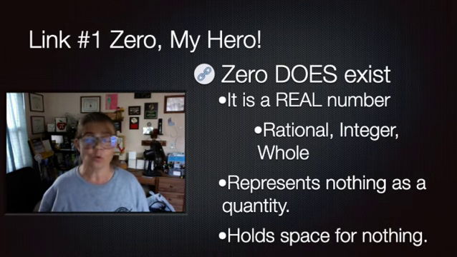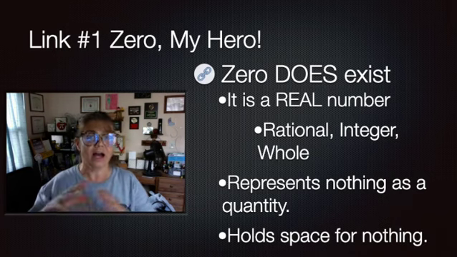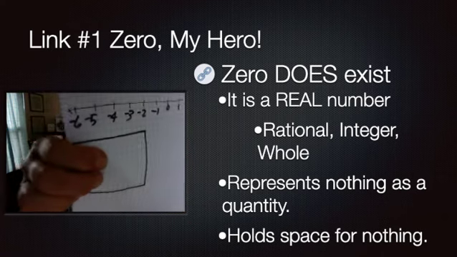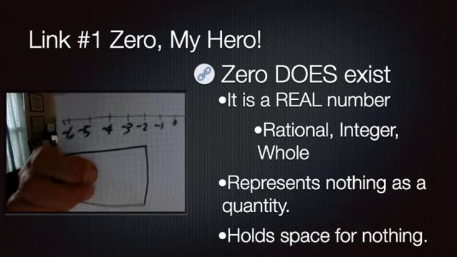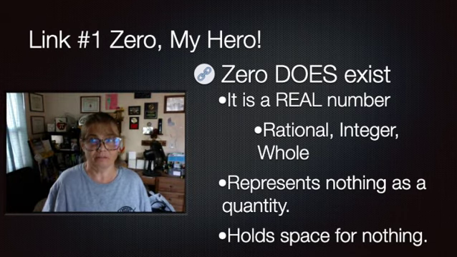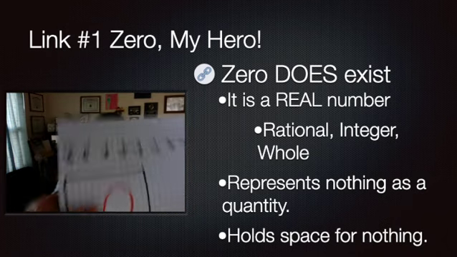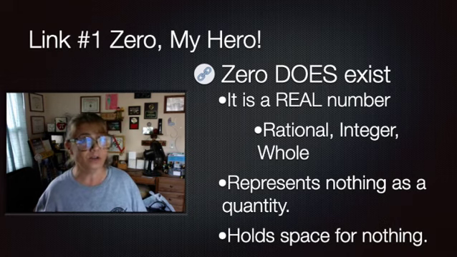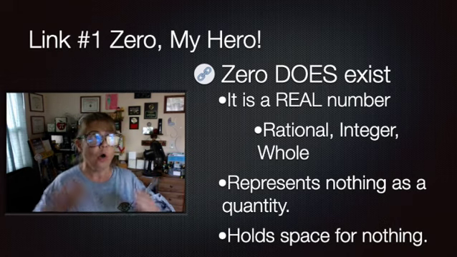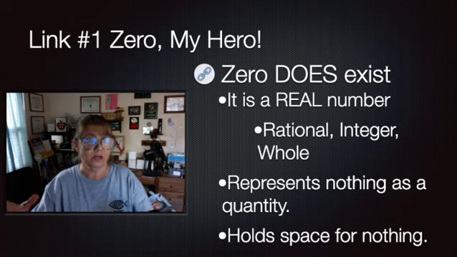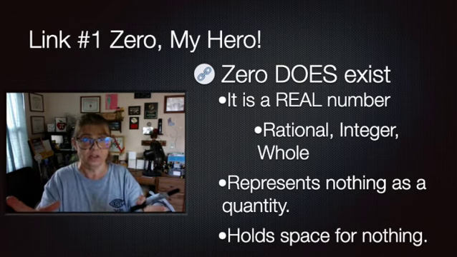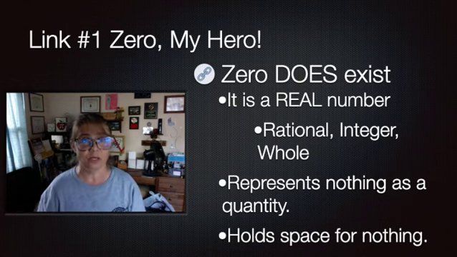0 also represents nothing as a quantity. So for instance, if I asked you how many apples are in this box, you can't just not say anything, so you say 0. There are 0 apples in that box. It represents the quantity. 0 also holds space for nothing. So when nothing is there, you want people to know there's nothing there, so you have 0 as a placeholder.